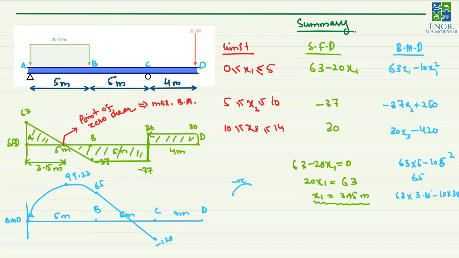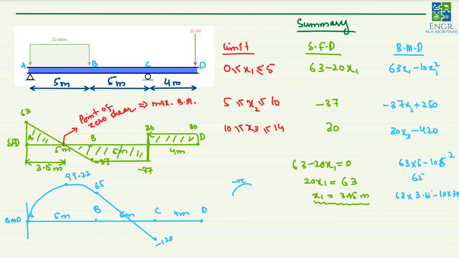After that we have to find the value of the bending moment at point D, and this we can find from this equation, which is again a linear equation: 30x3 minus 420. Mind that this distance is also measured from the left side. If we put the value of 10 in this equation, we get the value of the bending moment at C, which is again minus 120, so the curve is again continuous. But if we put the value of x3 equal to 14, the answer is 0. So this means at point D the bending moment is 0.